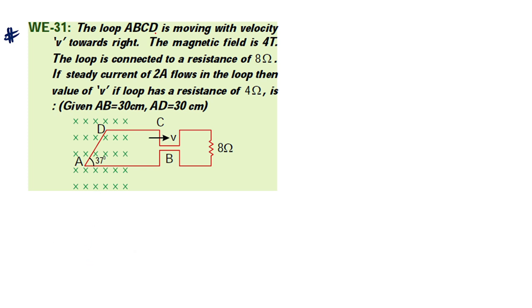So the loop ABCD is moving with a velocity v towards the right. The magnetic field was given as 40 Tesla. The loop connected across the resistance is also given. If a steady current of 2 amperes flows in the loop, then the value of v, if the loop has a resistance of 4 ohms, will be?